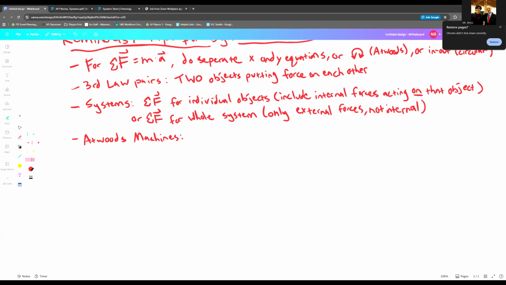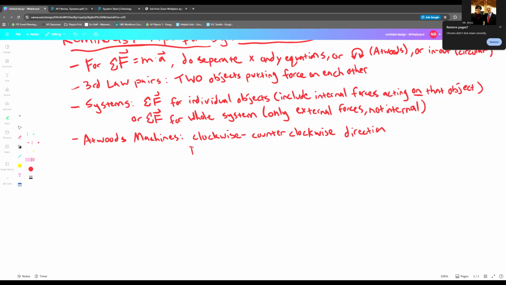Just going to do a few reminders here. One is clockwise or counterclockwise directions. So we don't really care for Atwood's machines if a force is acting up, down, left, or right. For the purpose of all those connected objects in the Atwood's machine, we use clockwise, counterclockwise directions. So if a force is trying to get the whole thing to go clockwise around the pulley, that's a clockwise force. If the force is trying to get the whole thing to go counterclockwise around the pulley, that is a counterclockwise force.